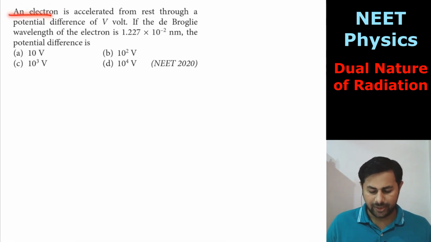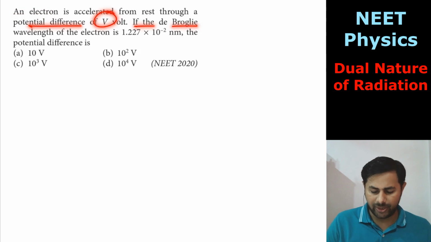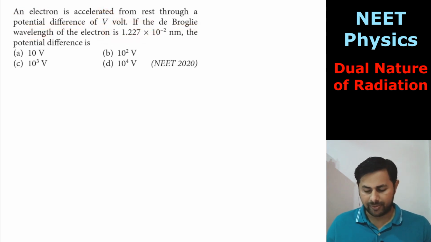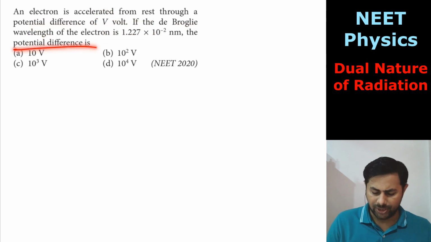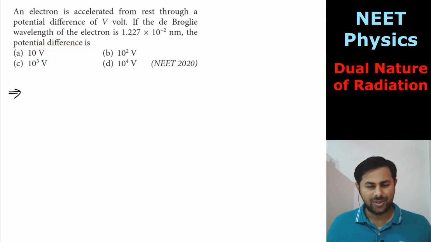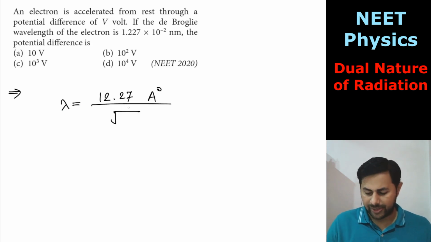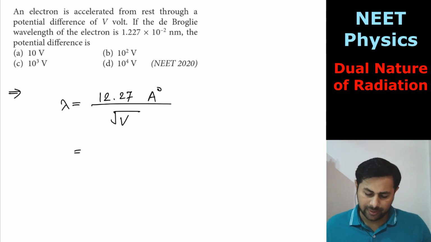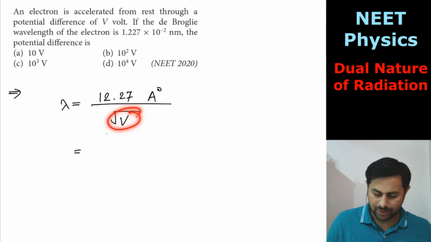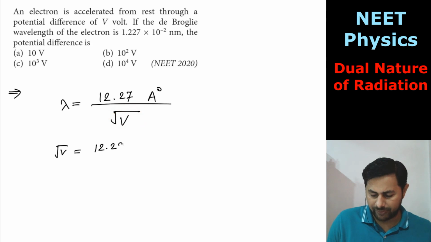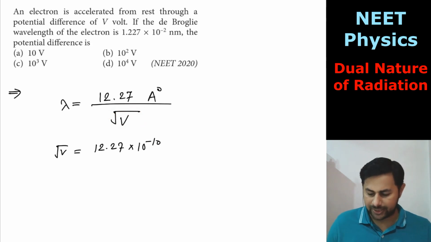Let's see the next one. An electron is accelerated from rest through a potential difference of V volts. If the de Broglie wavelength of the electron is 1.227 multiplied by 10 raised to minus 2 nanometers, the potential difference is. So the de Broglie wavelength is given, and we know that lambda is equal to 12.27 angstrom divided by root of V, and the wavelength is also given. So let's move this root V to this side. So this is 12.27 multiplied by 10 raised to minus 10. Okay, you got the answer.